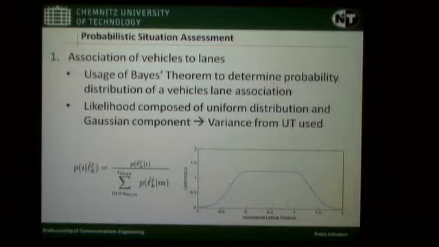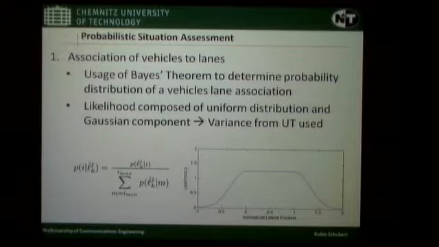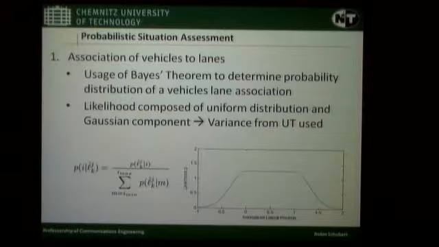So if our perception modules give us a very low variance of this lateral position, then we would just have a rectangle function here. And if we have a very high uncertainty, this would be reflected in the result of the unscented transform, and this would lead to a very broad likelihood function here. And from that, we can now calculate a probability distribution of the lane association of our vehicle.